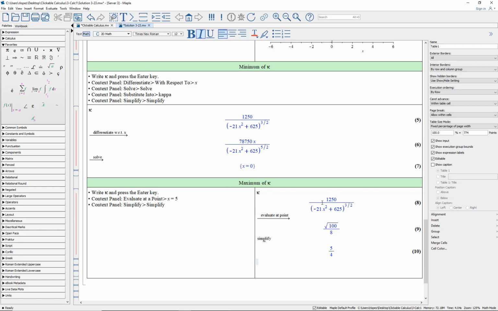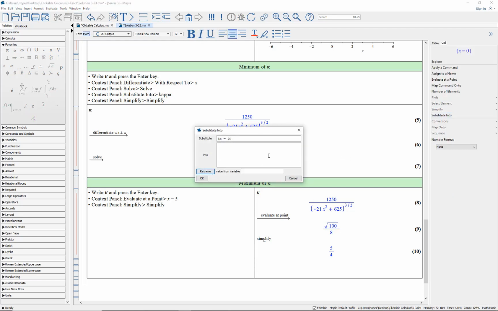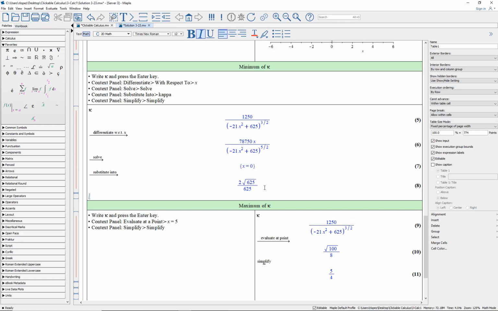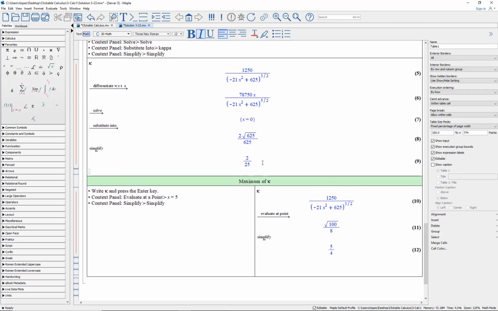What is the minimum curvature? Well, the minimum curvature occurs at x equals 0. So let's do a substitute into kappa. Again, root 625, that's 25, so a simplify will do well there. So there is the minimum value of the curvature. It occurs at x equals 0. Maximum value of the curvature is this 5/4, and it occurs at either plus or minus 5.